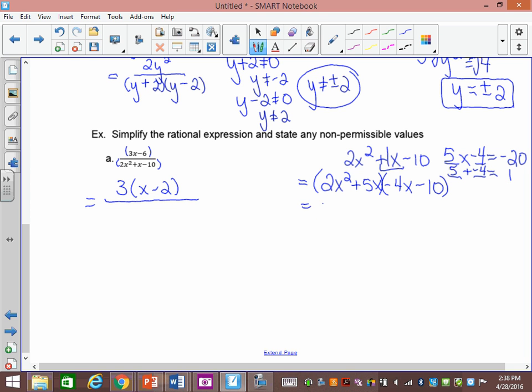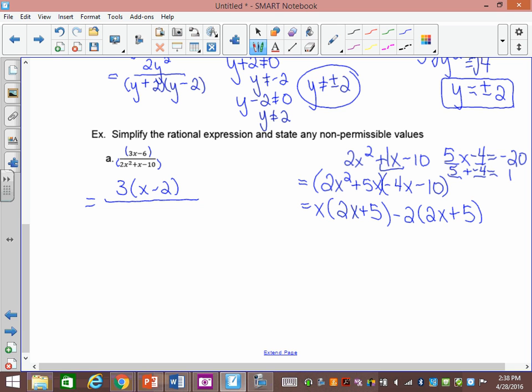I can take out an x, and then I'm left with 2x plus 5. Now the second bracket, I have to be left with 2x plus 5. The brackets need to match, right? That's the ultimate goal in decomposition. So I can take out a negative 2 because I need it to be a positive 2x plus 5.